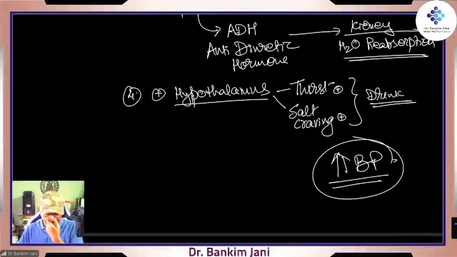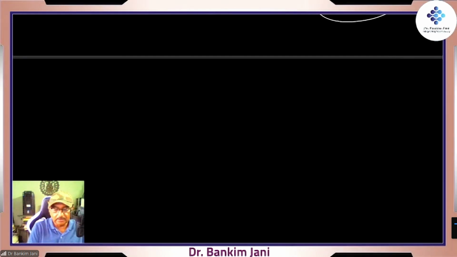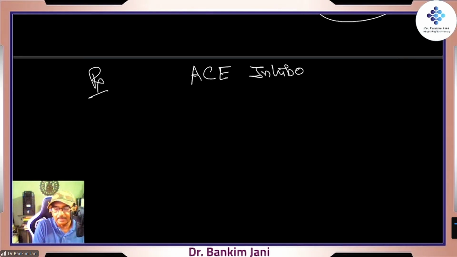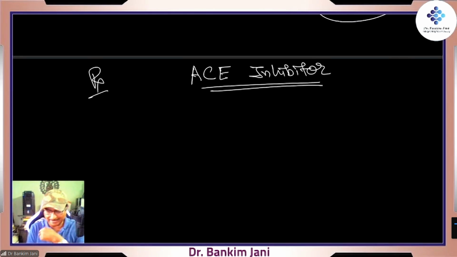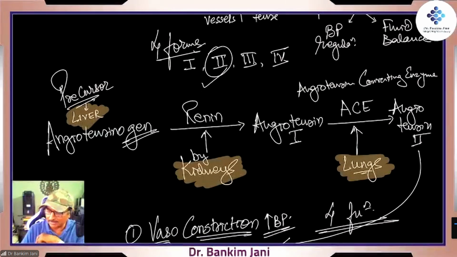But then there is one amazing system of the body. If they keep on doing this thing, there is something like ACE inhibitors. They are called ACE inhibitors. So when the blood pressure is high, in such cases the treatment would be ACE inhibitors. What would happen in case of ACE inhibitors? It is this.